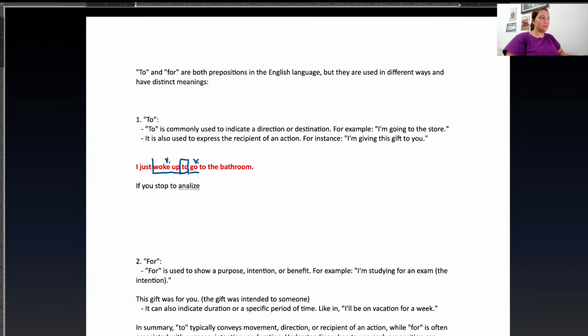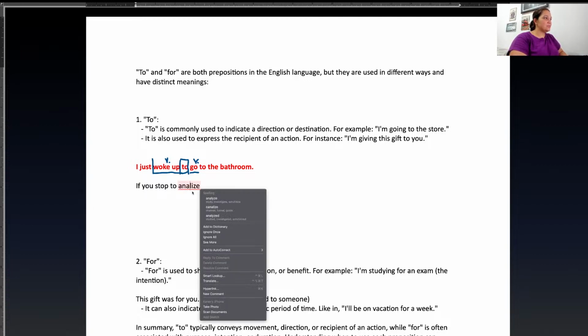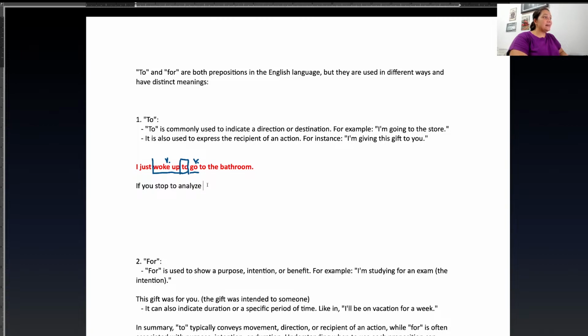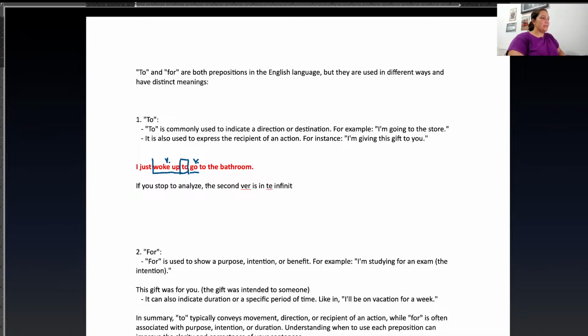There you go. If you stop to analyze, sorry guys, the second verb is in the infinitive form. My keyboard is not working properly today. Infinitive form, okay?